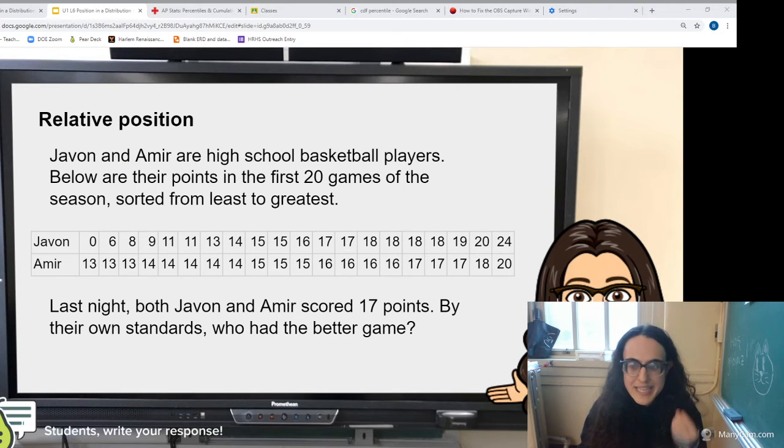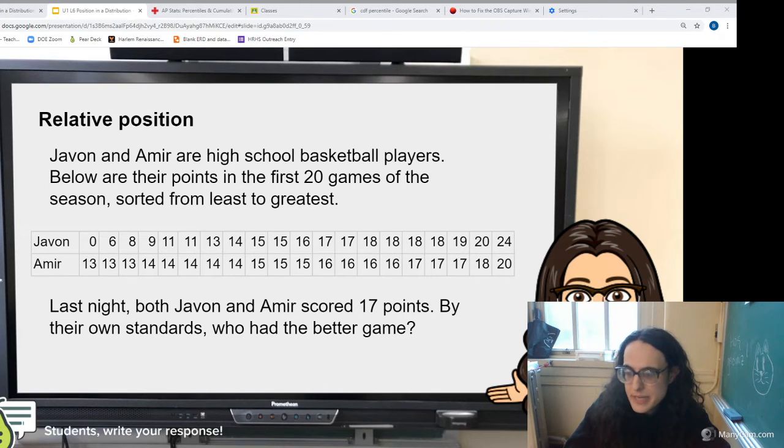So we're going to need to be thinking now about this idea of relative position. So let's use an example. We have Javon and Amir, and they're high school basketball players, and here are the scores for their first 20 games. For Javon, we can see that his scores are kind of all over the place, right? He had a game with 0 points and 6 points and 8 points and went as high as 24.